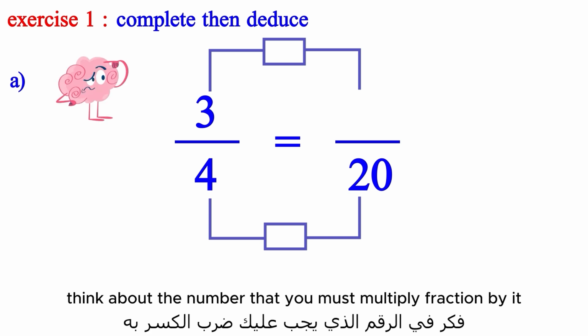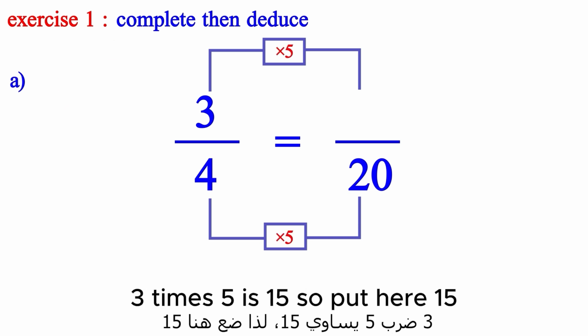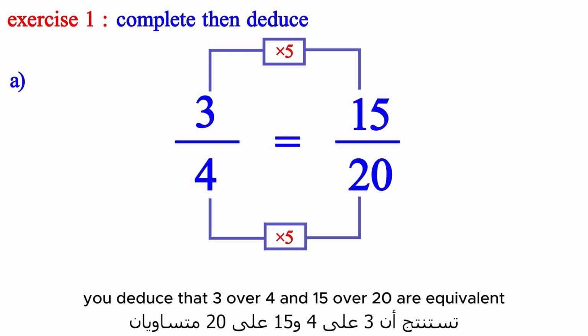Think about the number that you must multiply the fraction by. True, 5, since 4 times 5 is 20. 3 times 5 is 15, so put here 15. You deduce that 3 over 4 and 15 over 20 are equivalent.